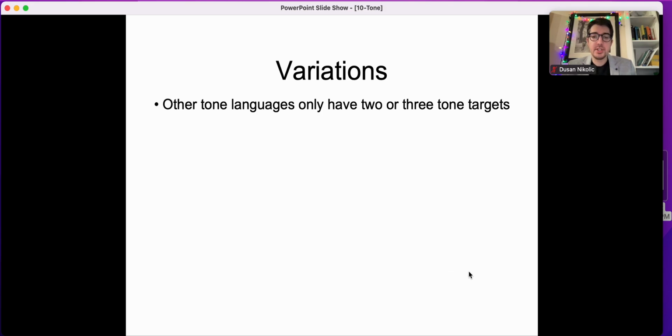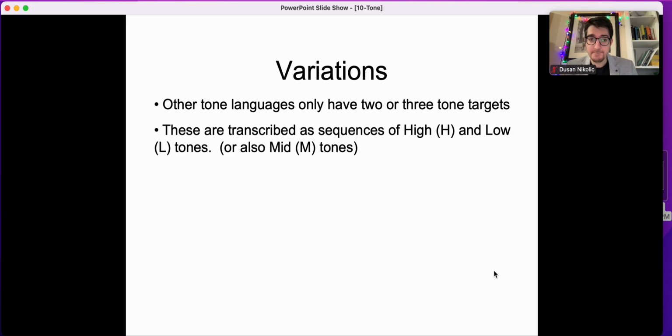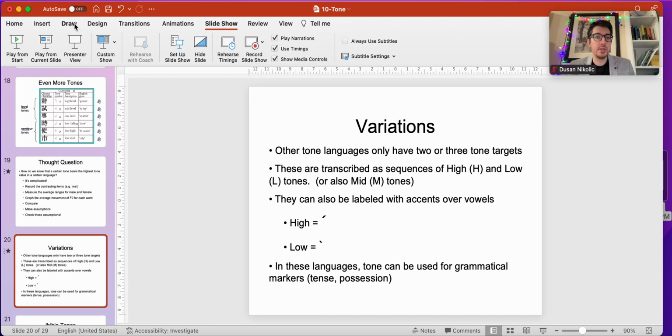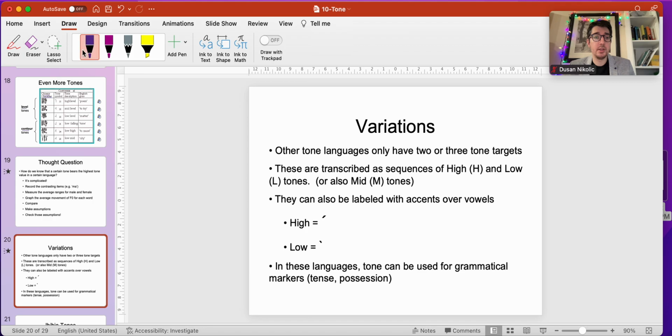Other tone languages only have 2 or 3 tone targets. Those are transcribed as sequences of high and low tones, also mid-tones. They can be labeled in IPA with accents over vowels. This one is called acute accent. This one is called low or grave accent. And if we are using the mid-tone, we will have this one above the vowel.